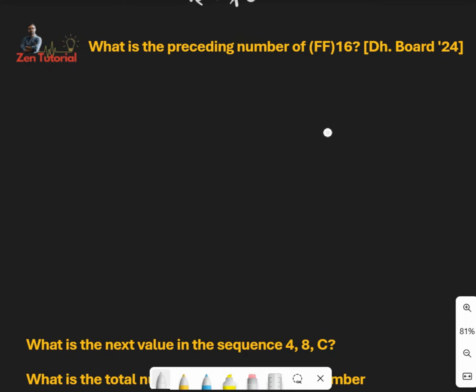What is the preceding number of FF base 16? It means this is actually the hexadecimal number, and the meaning of preceding means the previous number of FF base 16. So previous means if it is FF here, what is the number here? The previous of FF number will be what? We have to determine this value.